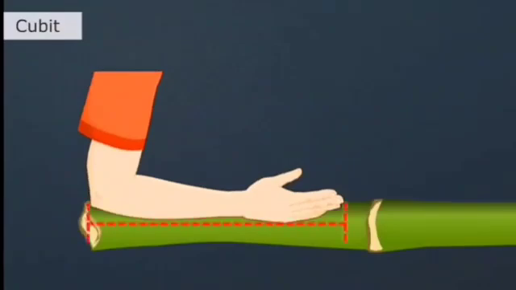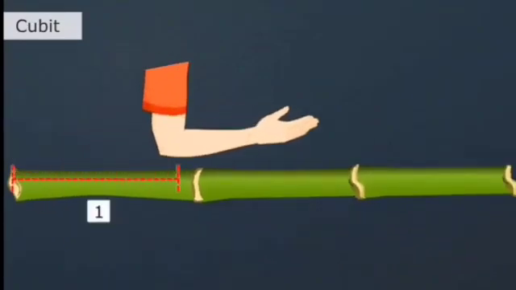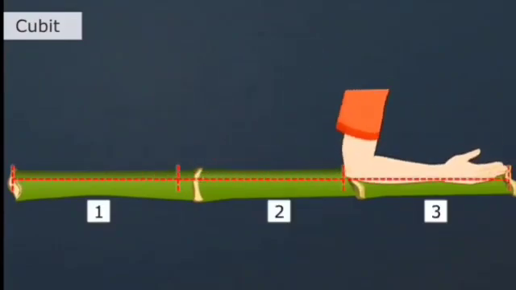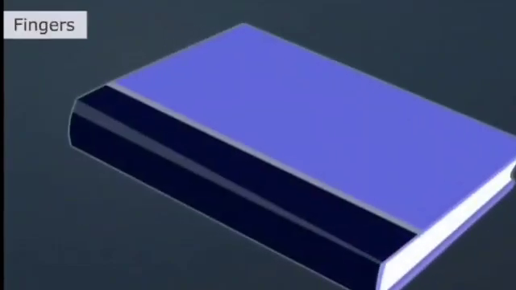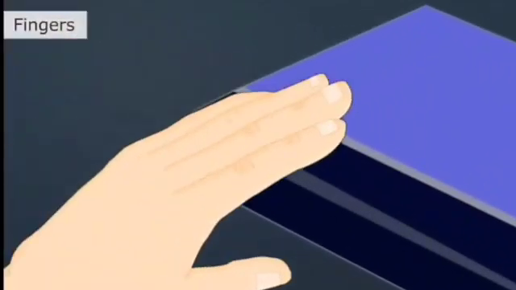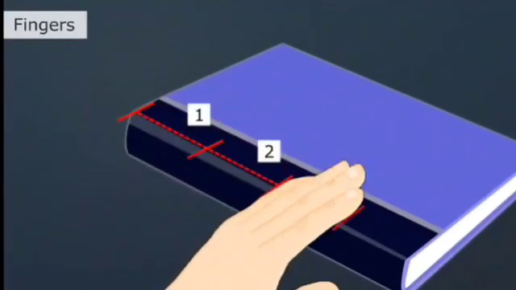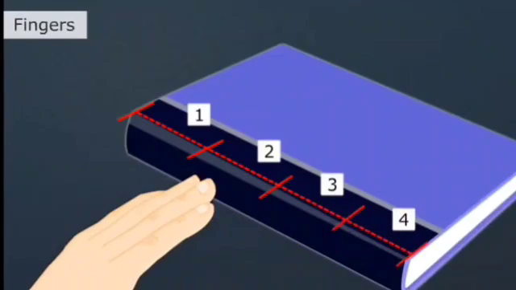Now we will see cubit. It is the distance between the tip of the finger and the elbow. For example, the length of this bamboo is about 3 cubits. The next is fingers. It is a unit of distance. It is equal to the width of 4 fingers pressed closely together. For example, the length of this book is about 4-finger span.